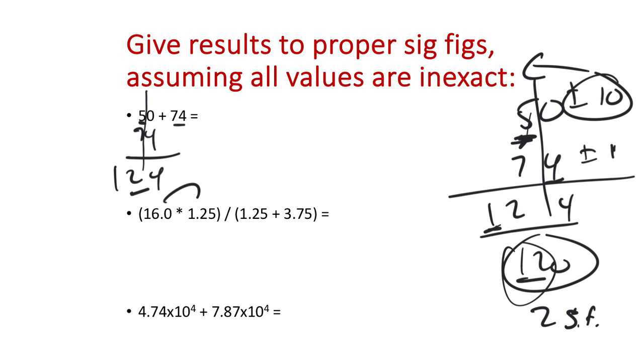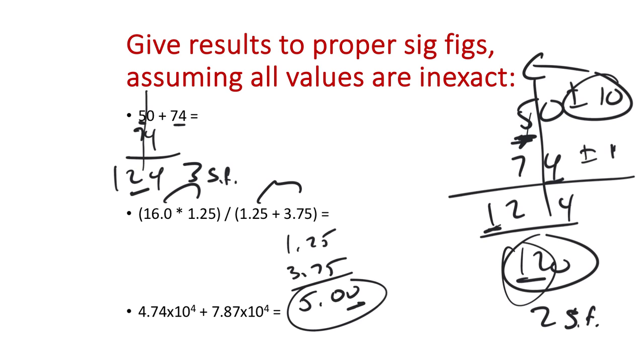In a multi-step problem, we just have to use the multiplication rule, and we multiply, so that would have 3 sig figs because it's a multiplication step. Here's an addition step. I have to just think real quick. Calculator says 5, but it's 5.00 to proper sig figs, to 3 sig figs. So 3 sig figs divided by 3 sig figs should have 3 sig figs. In terms of the math, 16.0 times 1.25 is 20, divided by 5.00 is 4 in my calculator, but I have to add on 2 zeros.